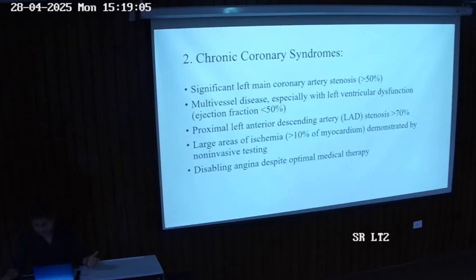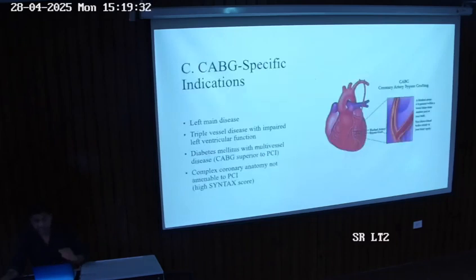The patient has been on medical therapy for the last 2 or 3 months. Despite this, the patient has symptoms, so we plan for PCI or CABG. If the ischemic area is large, the proximal LAD is involved, or there is multiple vessel disease along with CHF and reduced ejection fraction, in all these conditions we can plan for PCI or CABG. Some other indications are specific for CABG, or coronary artery bypass grafting, that is, grafting of the coronary artery.